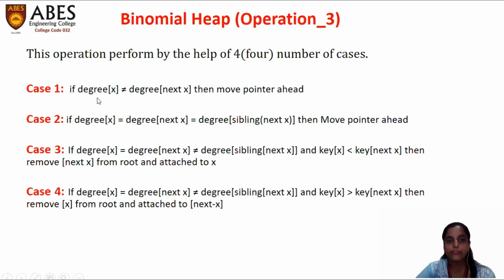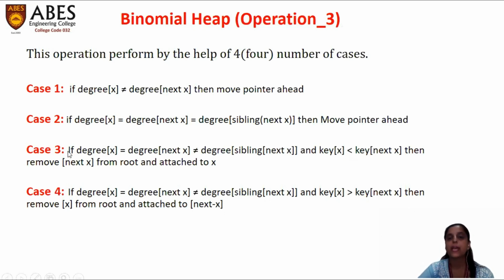For case 1, degree of x is not equal to degree of next x, but in our scenario, degree of x is equal to degree of next x. So case 1 is not appropriate for this scenario. Case 2 applies if degree of x is equal to degree of next x is equal to degree of sibling of next x, but in our scenario it is not equal to the sibling of next x. So case 2 is also not appropriate.